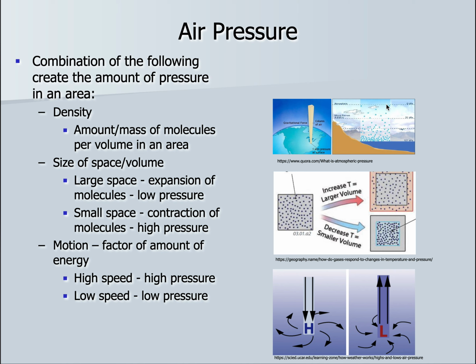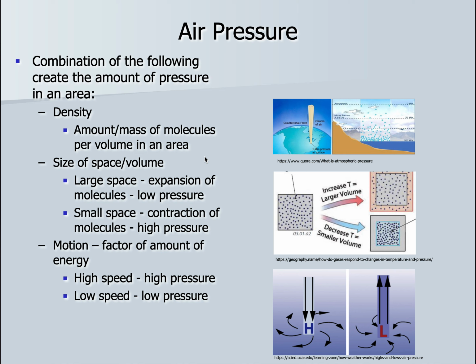We get differential amounts of matter across the surface of the Earth as well. So we could have a lot of molecules over here and fewer molecules over here, so this location will have a higher pressure than this location. The size of the space is going to determine how much pressure there's going to be as well. If you keep the number of molecules static, let's say we've got 10,000 particles of air in the atmosphere, and we have a large space, all of those molecules can spread out. They're going to be buoyant, and there's going to be low pressure in that environment.